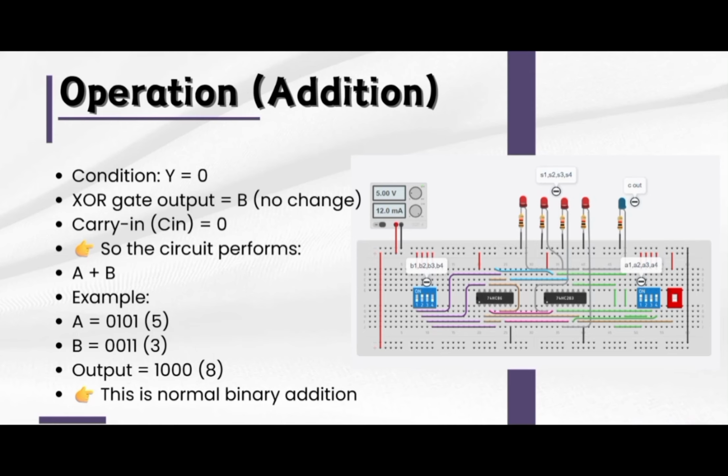For example, A is equal to 0101, which is 5, and B is equal to 0011, which is 3. So the output becomes 1000, which is 8. This is just standard binary addition like we do manually. Please go to the next slide.